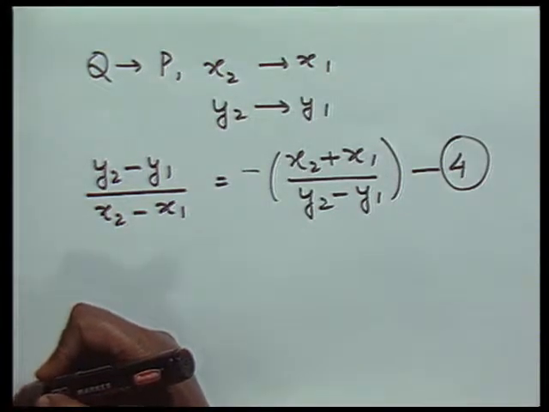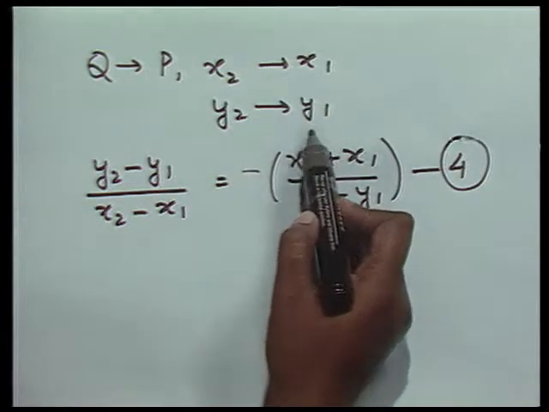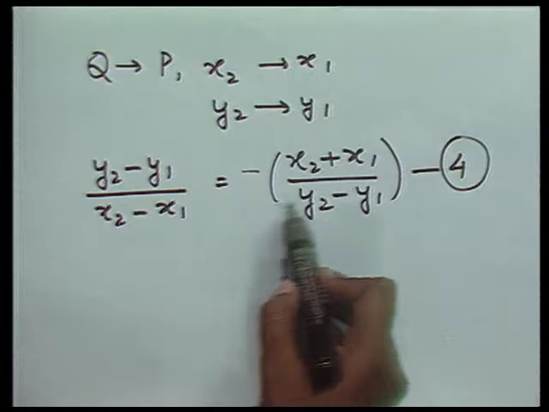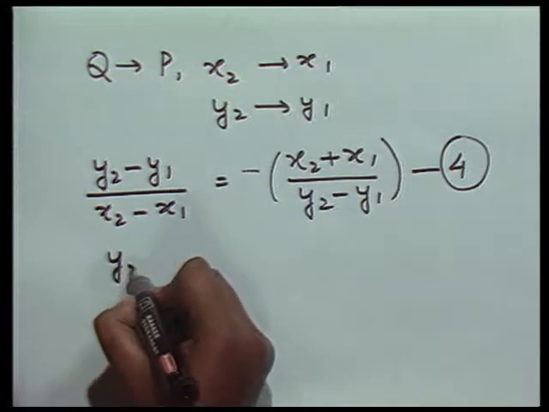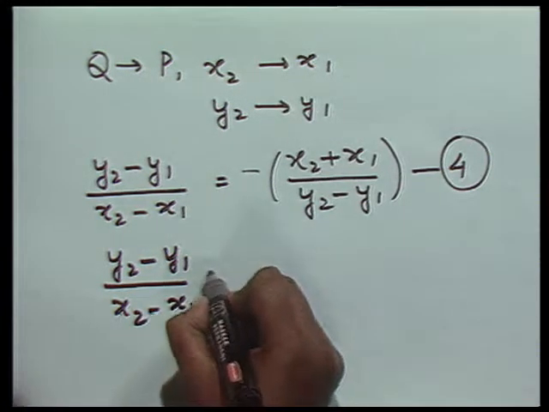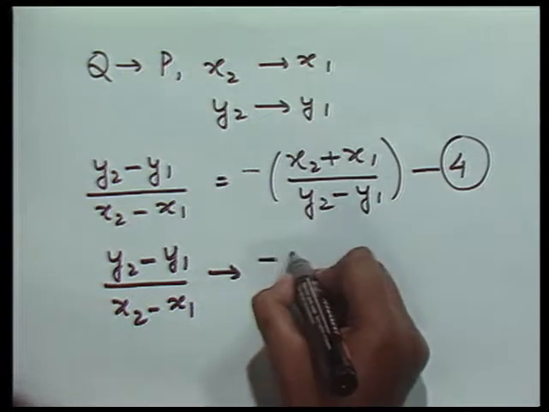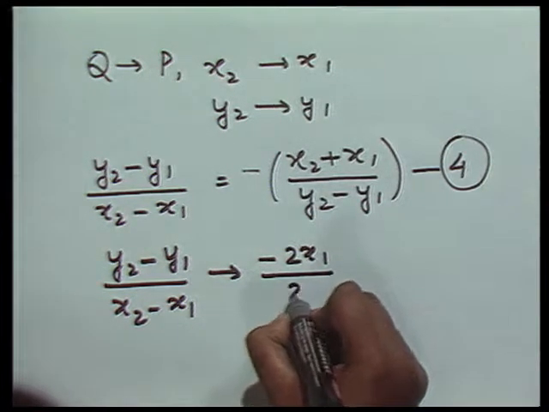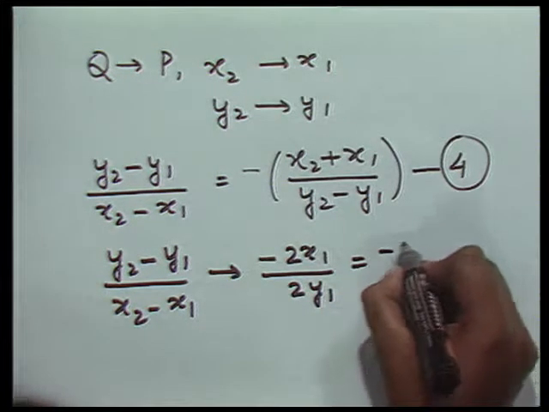Now, since the tangent at P is a limiting case of the line PQ, we take the point Q as close as possible to the point P. In other words, as Q approaches P, x2 approaches x1 and y2 approaches y1. So, in the limiting case, equation 4, (y2 minus y1) upon (x2 minus x1), tends to become minus 2x1 upon 2y1, which is minus x1 upon y1.